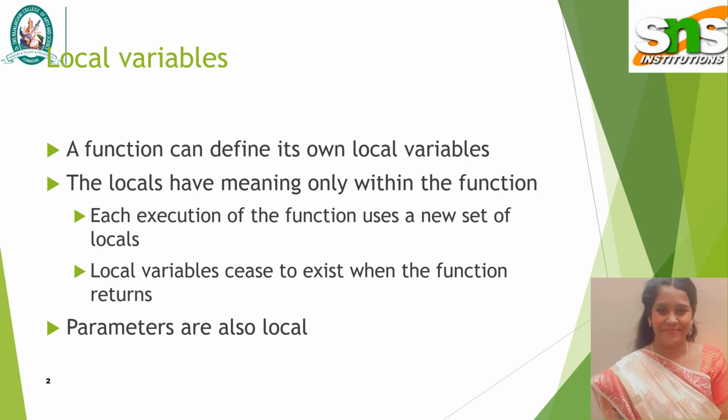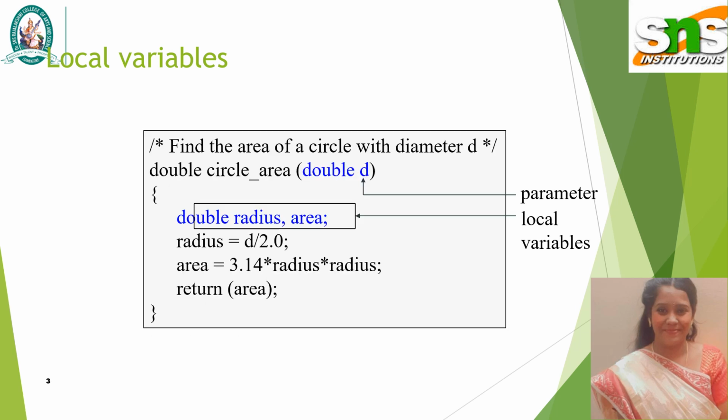So the local variables can be within a function. Each execution of a function uses a new set of locals. Local variables are used within a function but not outside the function. So the example is here. The data type of this function is double and it holds a parameter called d, and the function here is called circle area.